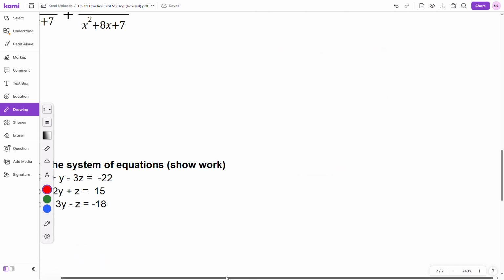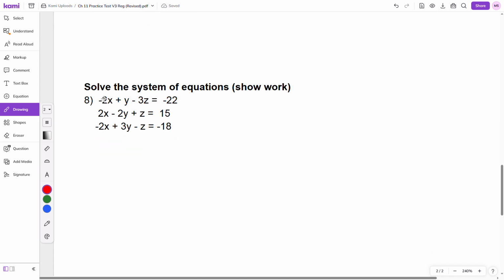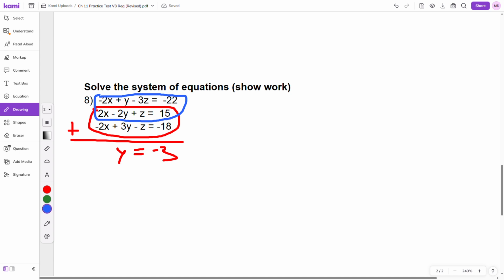And now number 8. Number 8, I recommend you add the second and third one. I'm going to add these two together, just like an addition problem. Just add them up like this. That's going to give you y equals negative 3. And I can use that in the first one. So I'm actually going to add these two together as well. Here we go.